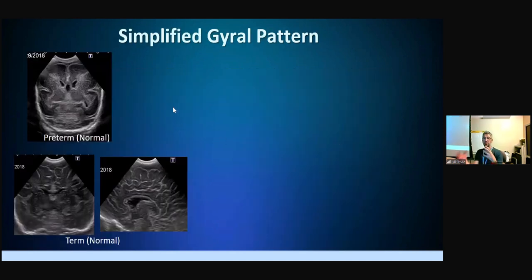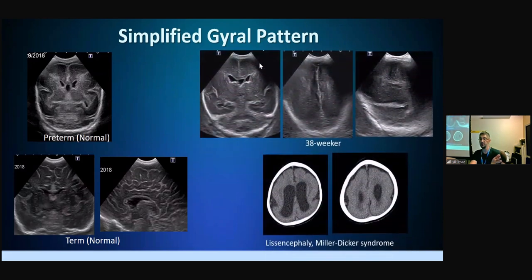Also, the gyral pattern may be simplified normally in a preterm infant because the brain is not well formed yet. And in the term infant, that's the gyration. So it is more developed in the term and less developed in the preterm. So that's normal as a preterm. But if you see the simplified pattern in a term infant, just like this case, then it is abnormal. So in this patient, the patient had lissencephaly, Miller-Dieker syndrome, and it was 38 weeks, so it was abnormal.